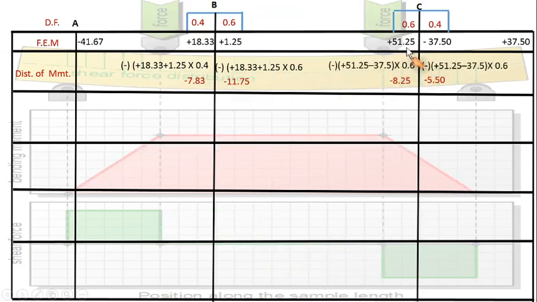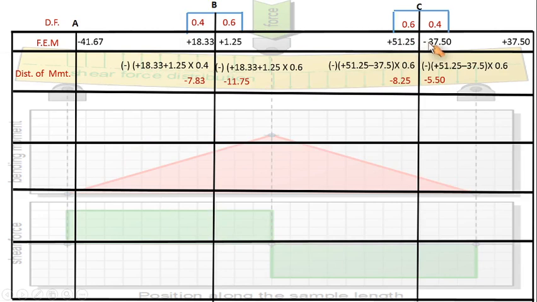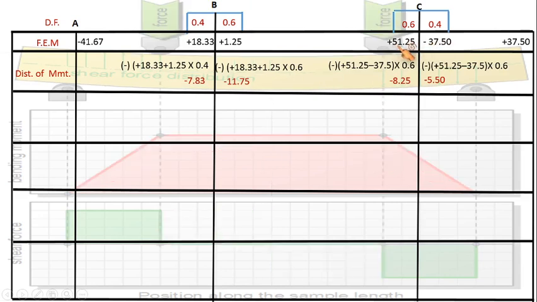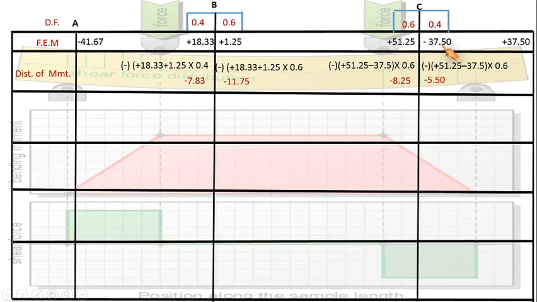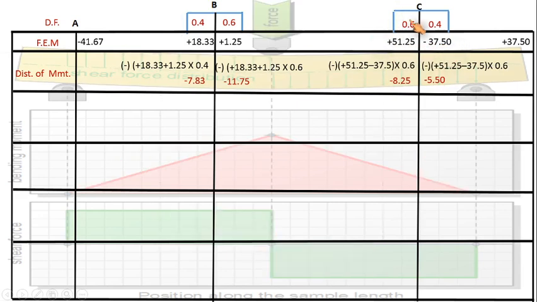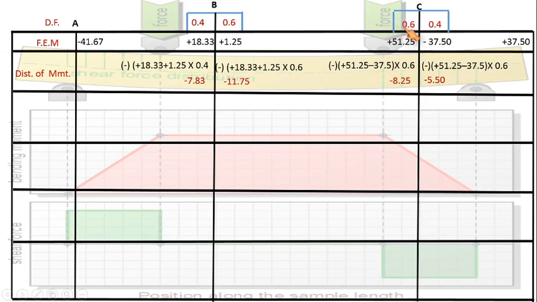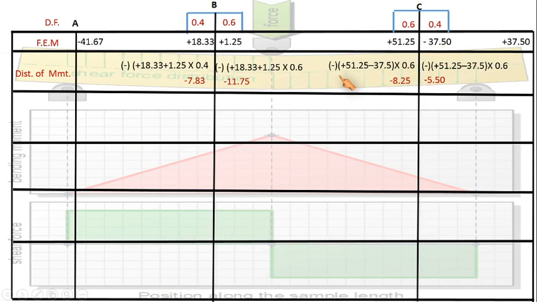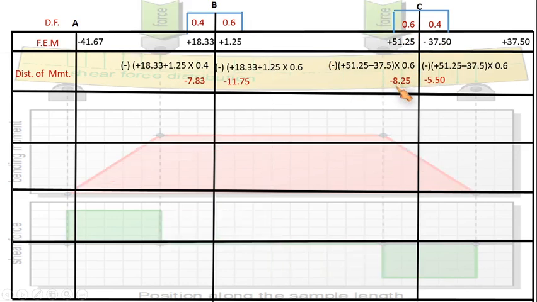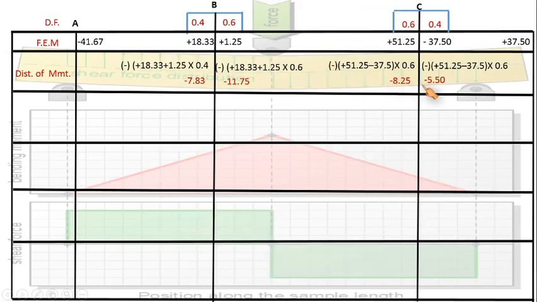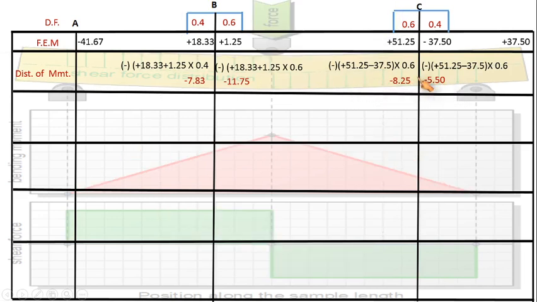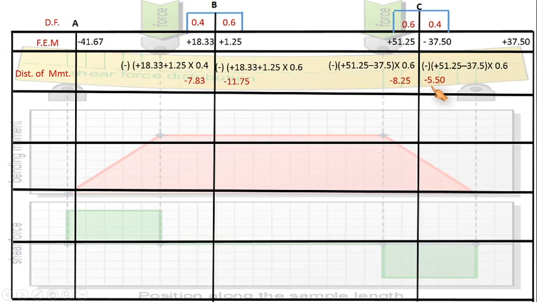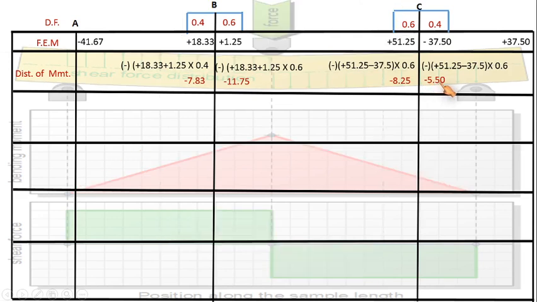Same is the case with the joint C. Algebraic difference of these two, 51.25 minus 37.5, into the negative of the distribution factor for that. Is it okay? So here the difference is multiplied by the distribution factor and its negative, so that comes out to be equal to minus 8.25 for the left hand part of C, and for the right hand part, after simplifying, we get minus 5.50.